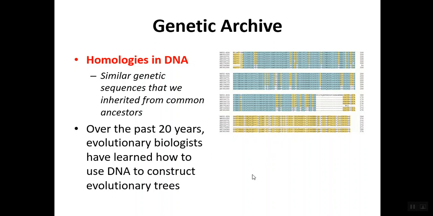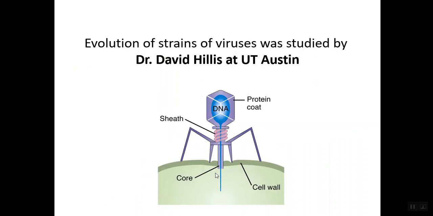We can also compare organisms at the molecular level to understand how closely related they are. This is referred to as the genetic archive. Now, regarding the genetic archive, there is a brilliant experiment that was performed by Dr. David Hillis at UT Austin, so pretty close to us.